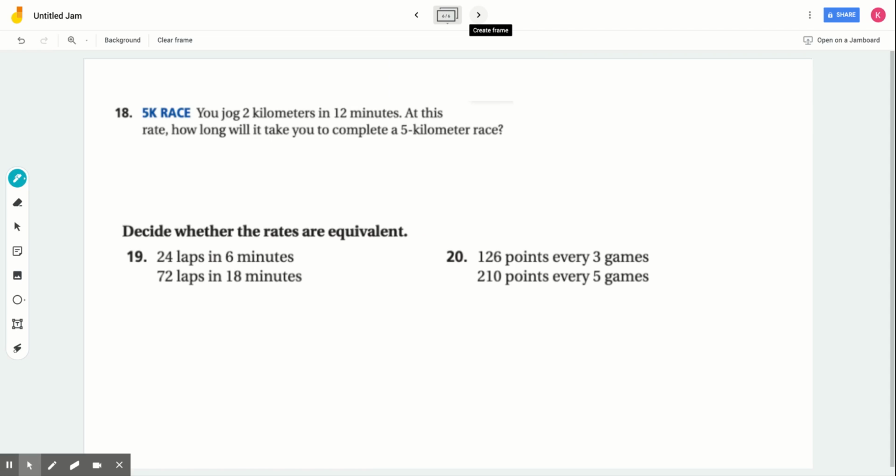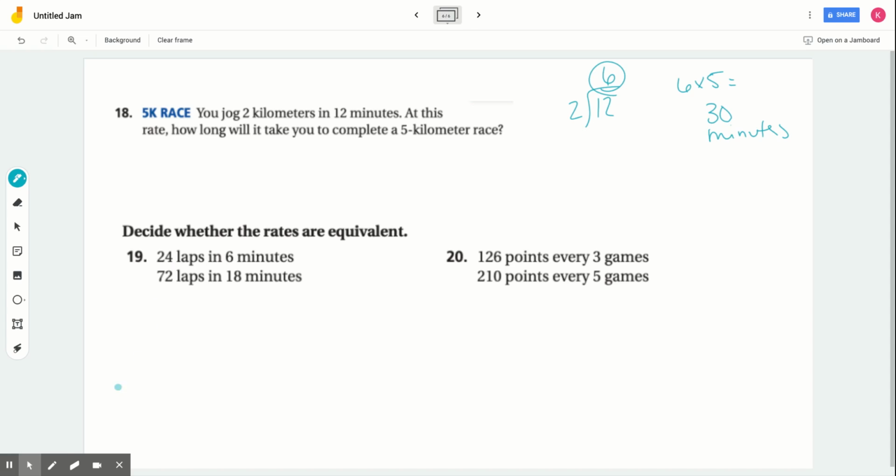You jogged 2 kilometers in 12 minutes. At this rate, how long will it take you to complete a 5-kilometer race? Go ahead and give this one a try on your own. Again, we could take 12 minutes divided by 2 kilometers to find out that it would take us 6 minutes per kilometer. We have 5 kilometers, so 6 times 5 would be a total of 30 minutes.